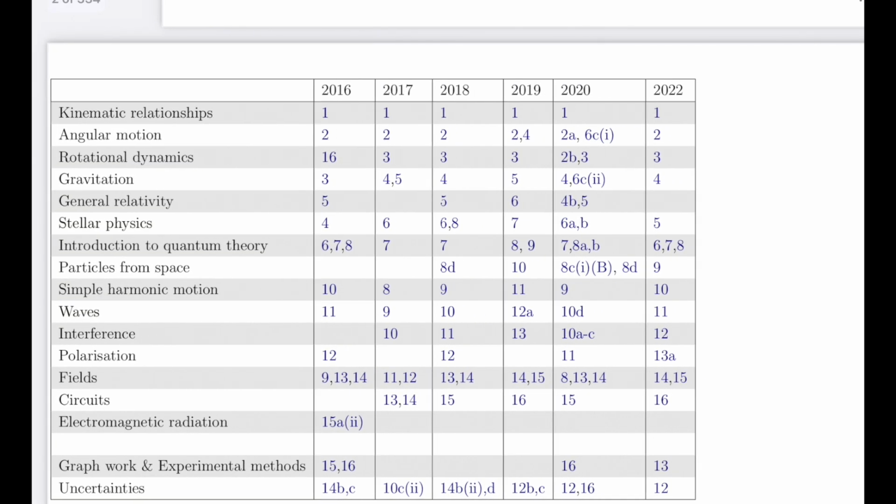That's it, a lot of marks in the 2022 paper on an introduction to quantum physics. But typically, you're always going to get asked about the de Broglie wavelength or the Heisenberg uncertainty principle.